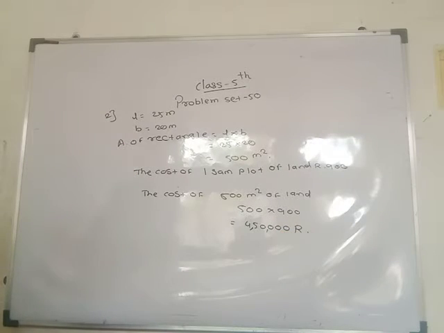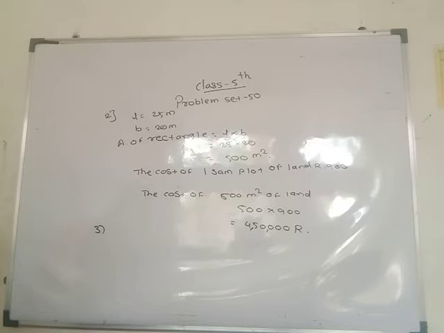The cost of 1 square meter of plot of land is 900. Then the cost of 500 square meter of land is 500 into 900, means the answer is 4,50,000. Then the third one.